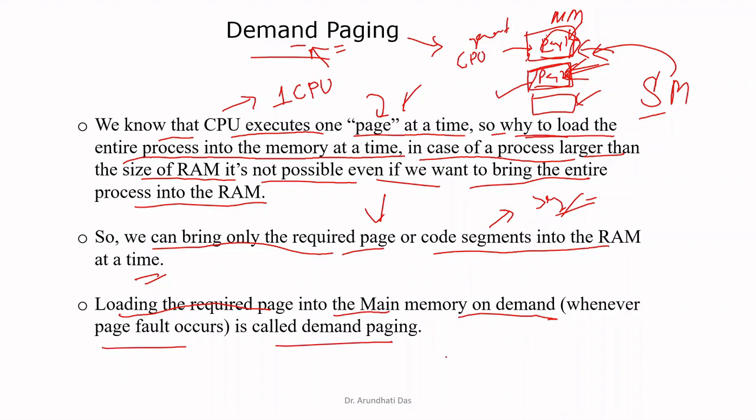Another terminology that you can see is the page fault. Suppose the CPU is requesting page number 5. It will check in the main memory whether it is there or not. If it is not there, then it will bring it from the secondary memory. When the CPU is demanding that page, it is called demand paging, and when that page is not there in the main memory, that is called a page fault. A page fault has occurred because the page is not there in the main memory, and I now need to bring it from the secondary memory.